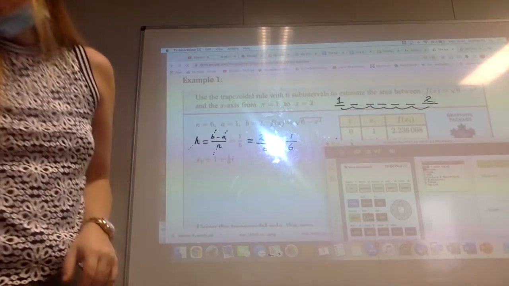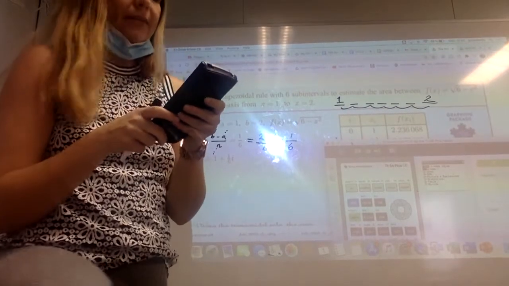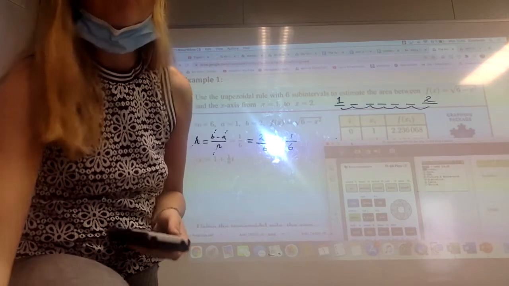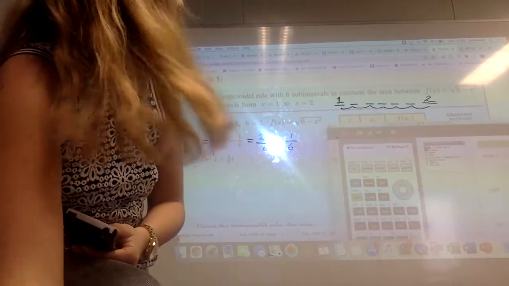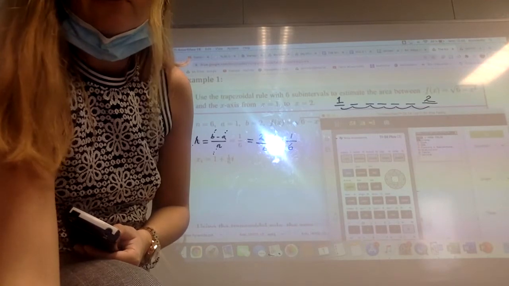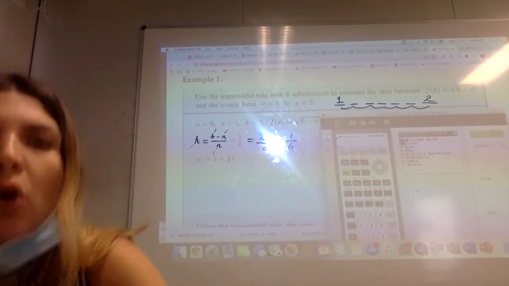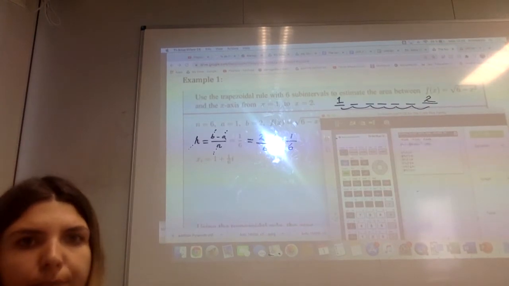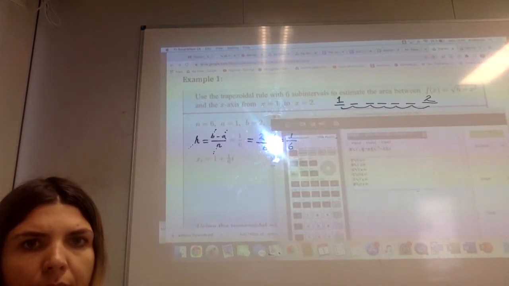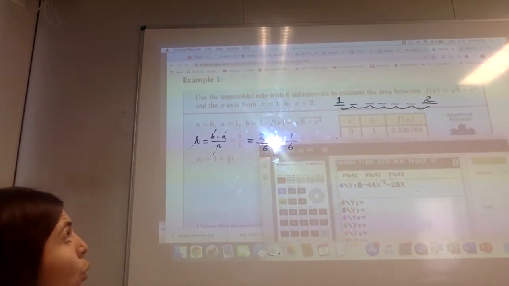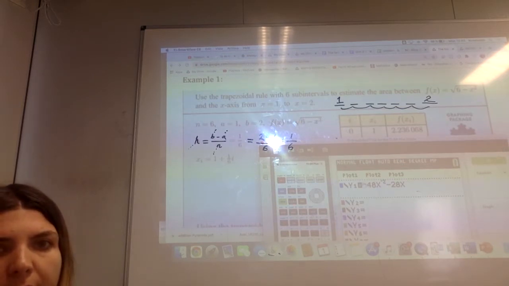Now, we need to be able to do it on the calculator. And I'm going to show you how to do it on the calculator. Please, can you all follow along? We are going to get the calculator up. And the first thing we're going to do on the calculator is press the y equals button. In the y equals button, we are going to put the function. The function is the square root of 6 minus x squared. Can we all do that now?